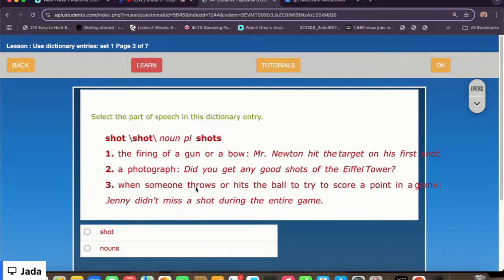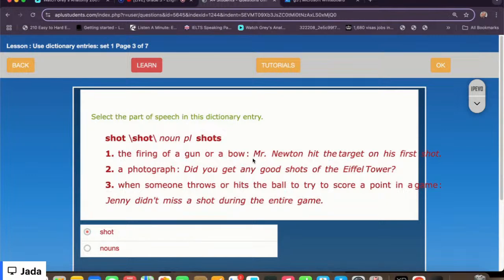So we have select the part of speech. Now from this one, you need to figure out the part of speech. So take notes. Okay? Part of speech. Now, which of these is the part of speech? Is it short or noun? What is the part of speech here?